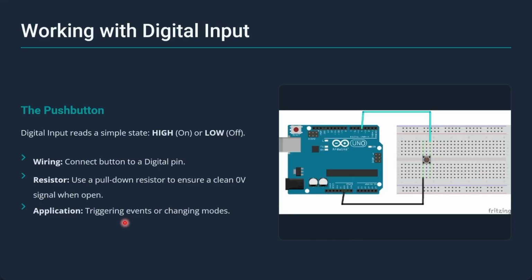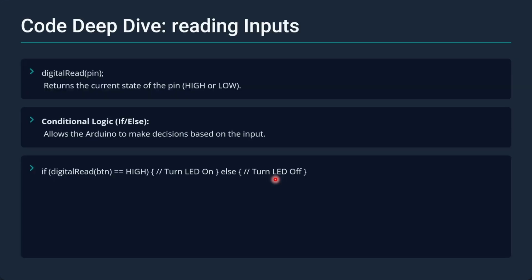Next, we will see working with a digital input and how it will work. For input, we will use a simple push button. When the button is pressed, the Arduino reads high, that is 5 volts. When the button is released, it reads low, that is 0 volts. We often use a pull-down resistor to make sure the signal is clean and doesn't float when the button isn't pressed. Now let us go for a deep dive into the code.